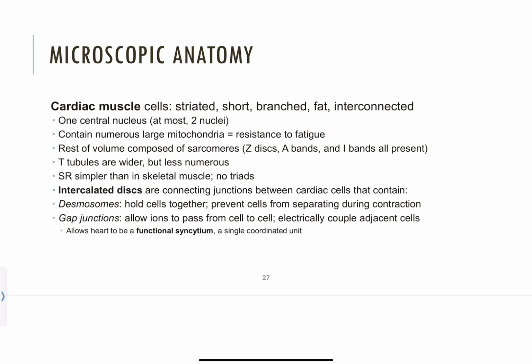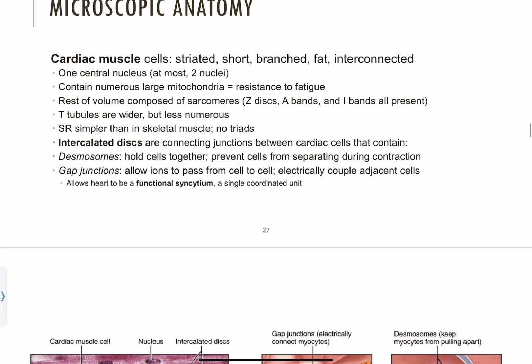One of the defining features of cardiac muscle tissue, especially histology-wise, is the presence of intercalated discs. So the intercalated disc is the point that is linking two of the cardiac muscle cells together. And in the intercalated disc, there are going to be desmosomes, and these are going to help hold the cells together during contraction. And there are also gap junctions, which are just little holes between the cells that allow the ions to flow between them. And this is going to enable the heart to function as one single coordinated unit.